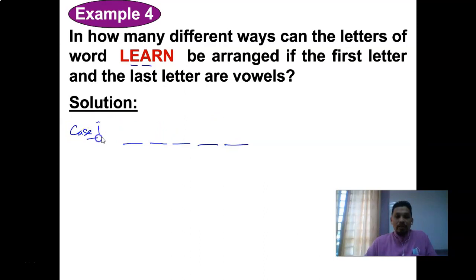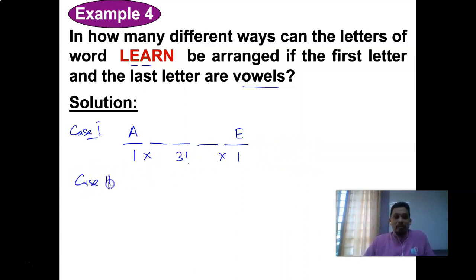Case number 1: if we begin this arrangement with the letter A and end with E, because the first and the last letters are vowels, A and E. So when A and E are arranged in the first and the last positions, we have L, R, N to be arranged in between. There is 1 way of arranging A and also 1 way for E, because there's only 1 A and 1 E. So we put them straight here and here. For L, R, N, there are 3! ways of arrangement.